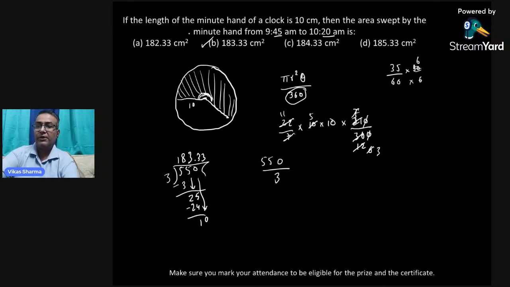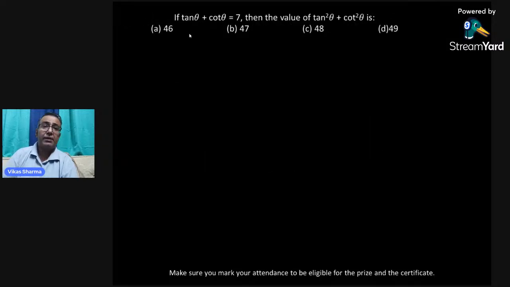We should move on to the next question, which is again on trigonometry. If tan theta plus cot theta is equal to 7, then the value of tan square theta plus cot square theta is how much? Again, a very simple and straightforward question.